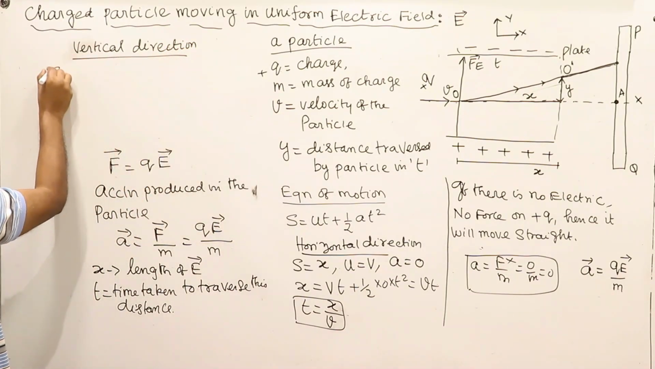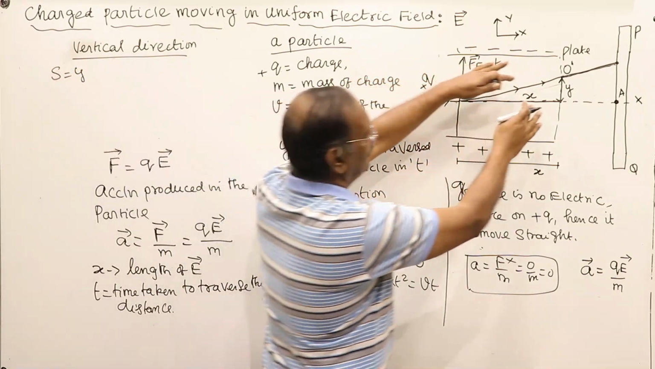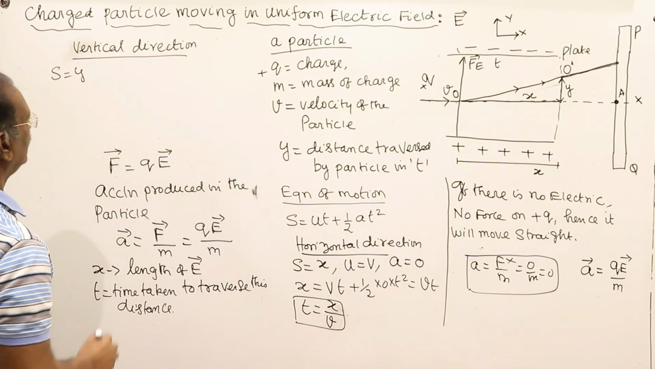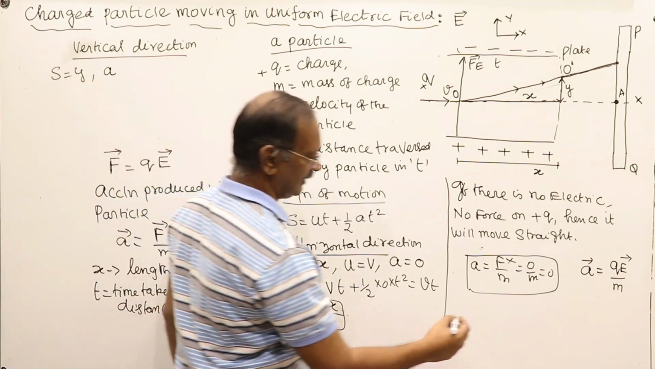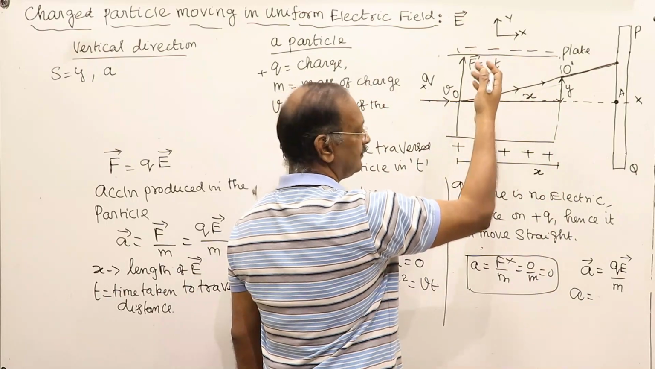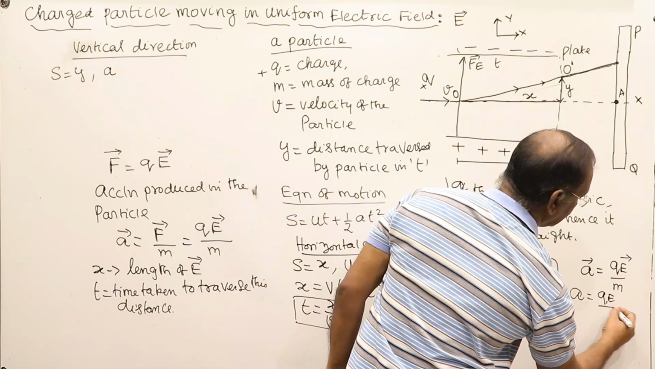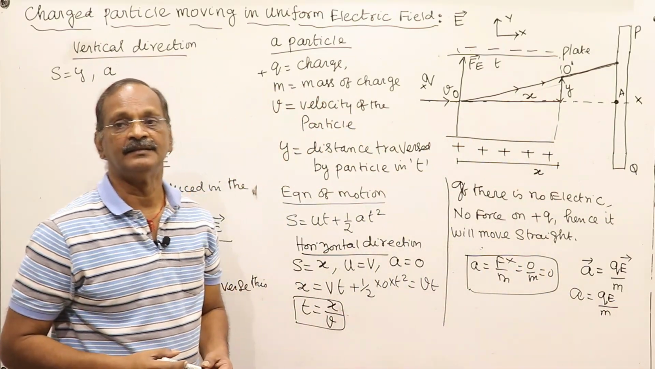Distance traveled, S is equal to y, because it travels a distance of y in the vertical direction. And what about the acceleration? This is the equation for acceleration. Because force is acting this way, therefore acceleration is equal to q into e divided by m. This is the acceleration.